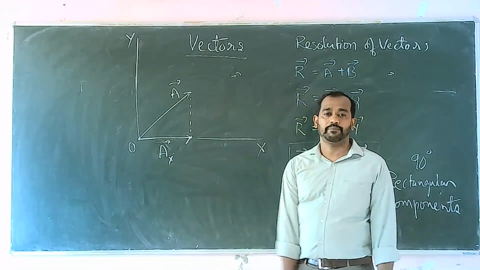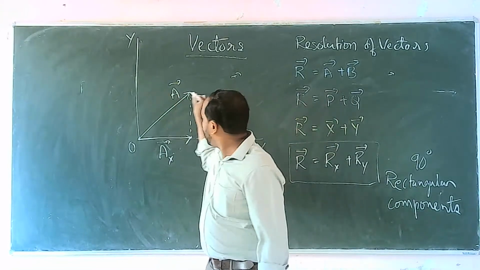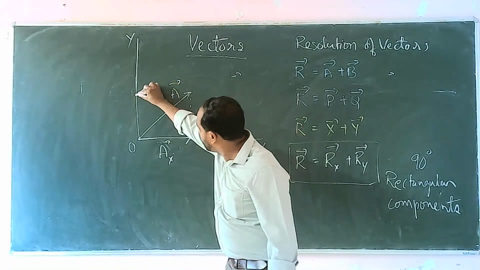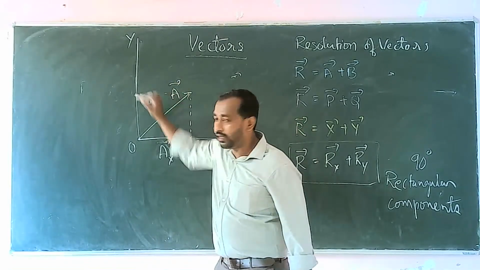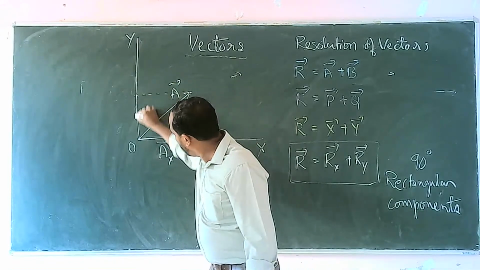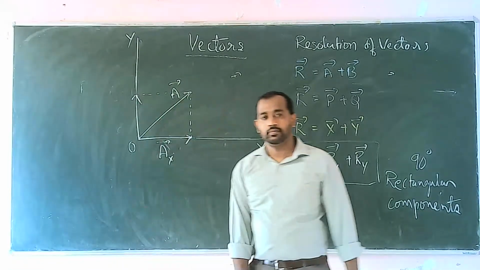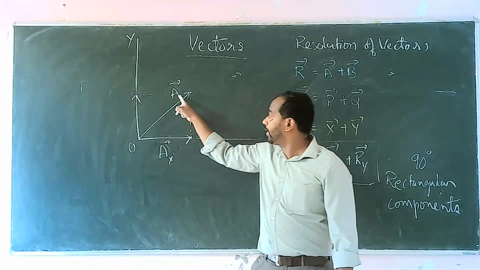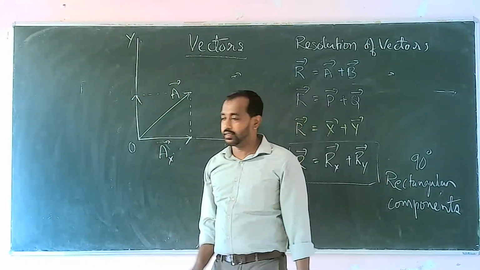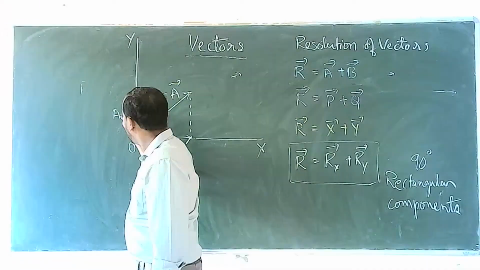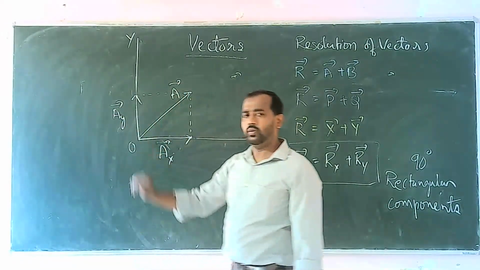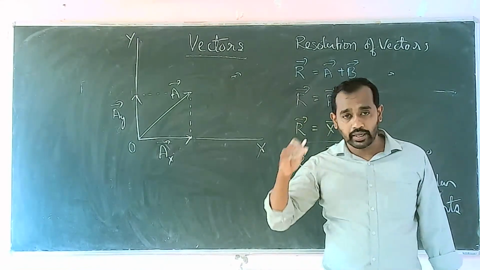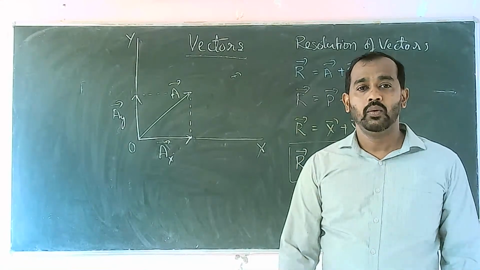Vector A subscript x. Similarly, when I draw a perpendicular from the tip of the vector A to the y-axis, it will cut somewhere here. Therefore, up to this, up to the arrow mark, that is representing another component of the vector A but along the y-axis. Therefore, it will be represented as A subscript y. What happens? This is how we are going to resolve any vector into two rectangular components.